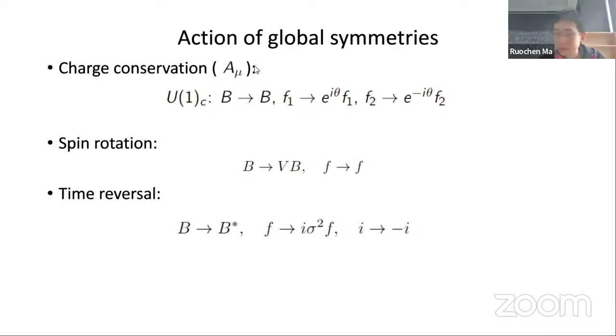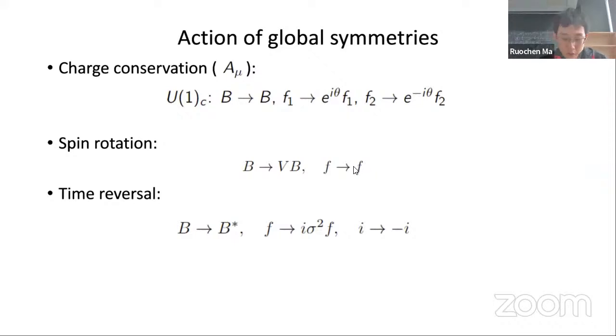And under the SU2 spin rotation symmetry, the symmetry assignment is that the B boson, the matrix B, is rotated by an SU2 matrix from the left. Note that the gauge rotation on B is from the right. Here, the SU2 global spin symmetry acts from the left on the boson field, and the fermion field is transformed trivially under the spin rotation symmetry.